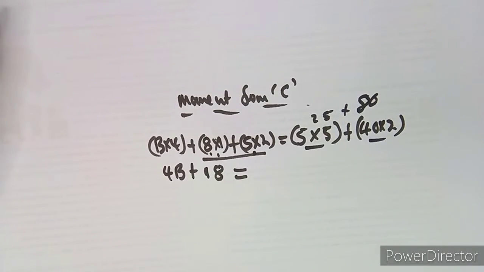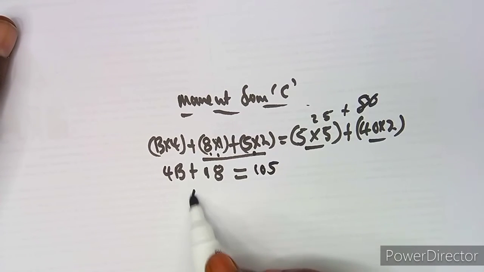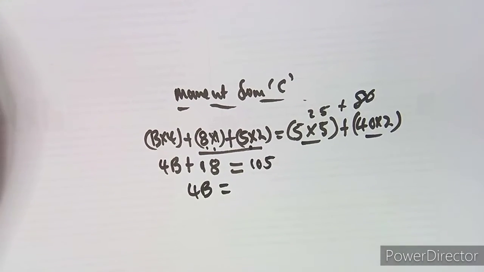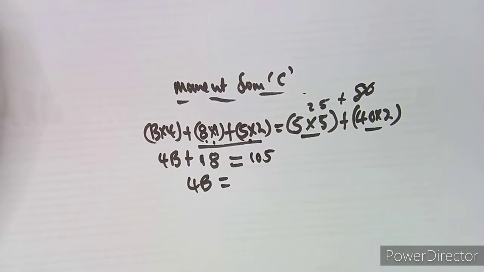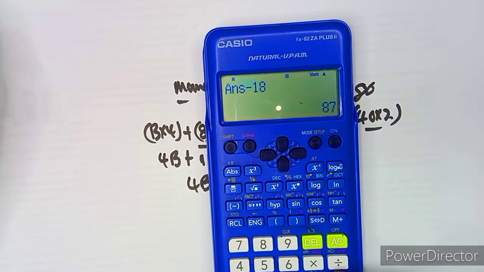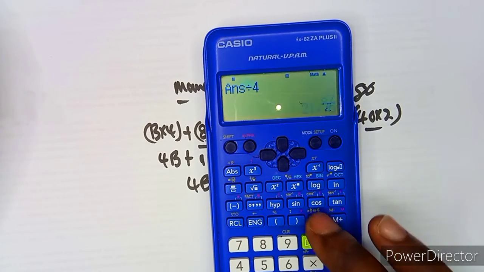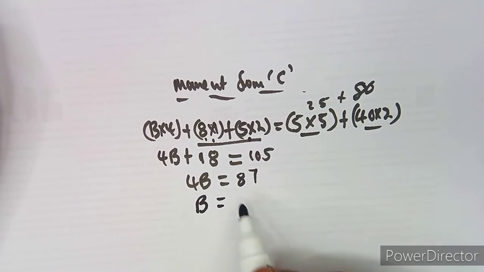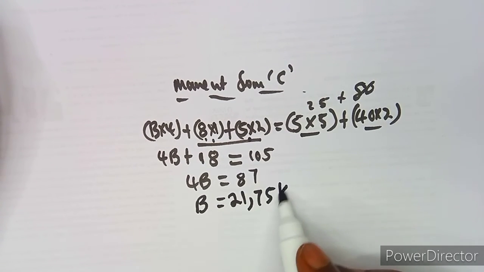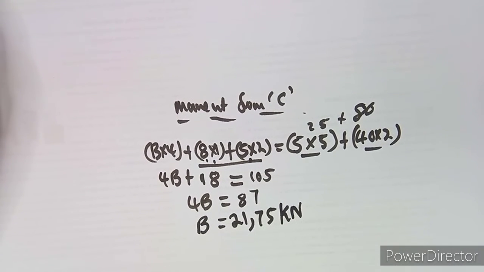Okay, we are going to obtain 105. Then 4B is equivalent to 18 to the other side, which is 105 minus 18, which is 87. Then you divide by 4, so this 87, you divide it by 4. Alright, so this is going to be 21.75. So this B is going to be 21.75 kilonewtons. Remember that we are actually referring to the force, which is the reaction of the support at B.